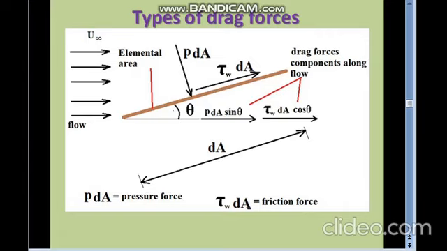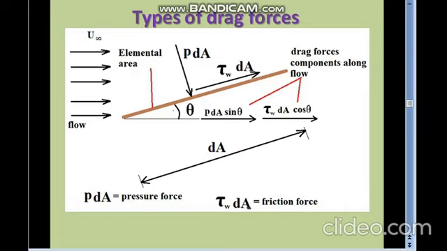So shear force is tau W dA, which is acting along the elemental area, and there will be pressure force P dA, which will act normal to this elemental area and towards the elemental area. Now let us suppose that this plate elemental area is inclined at angle theta. Now our interest is to find the drag force in the direction of the flow.